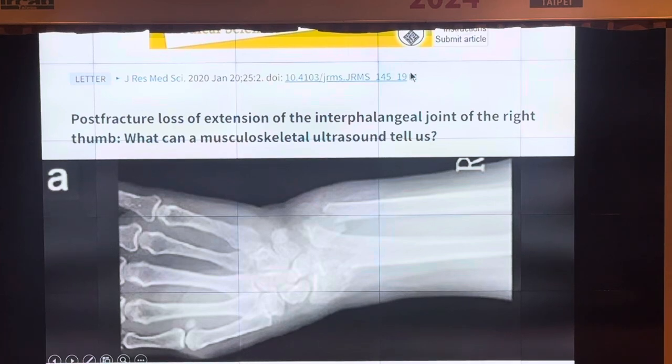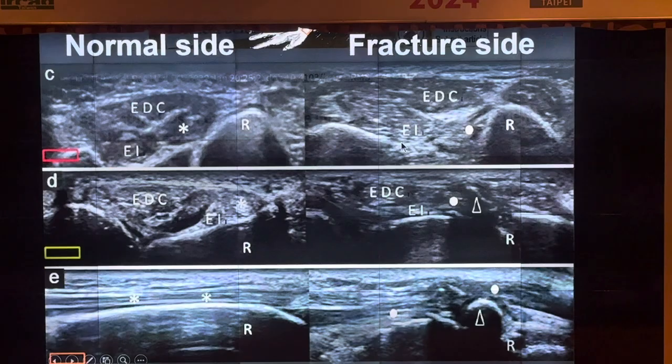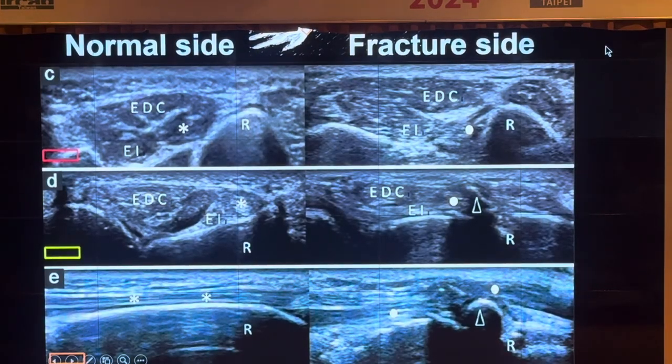And if you encounter patients with distal radius fracture, and then you find the patient has difficulty extending the thumb, what are you going to do? You may arrange an ultrasound examination for this patient. So in this case, you can clearly identify at the fracture site there is a bony segment, and the bony segment actually impinges the extensor pollicis longus. So if you want the motion of the extensor pollicis longus to recover, you definitely need to remove the bony fragment.